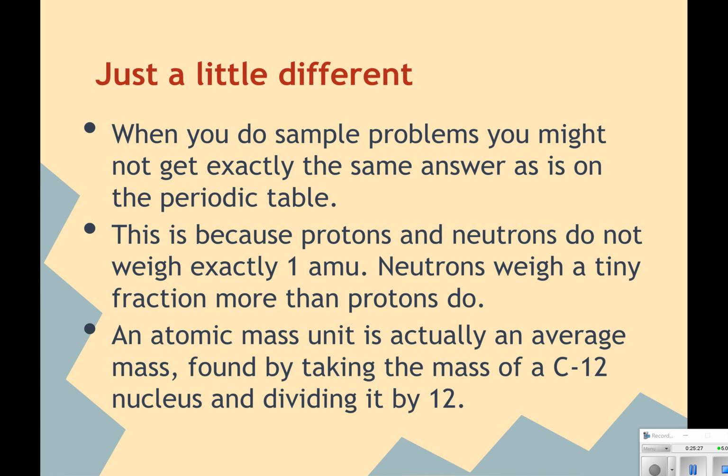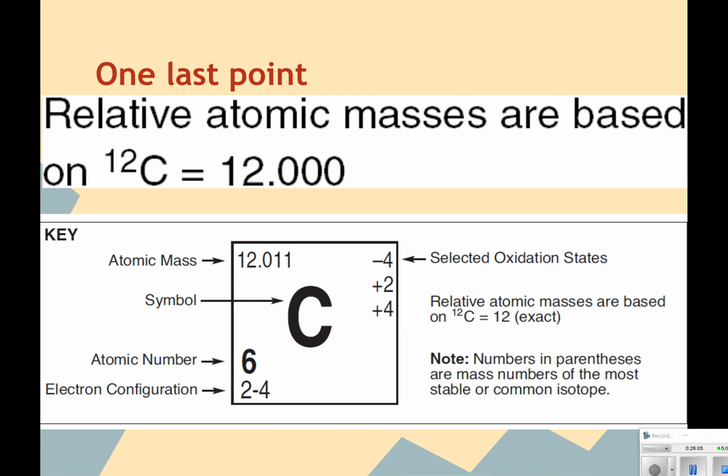Now, when you do some sample problems, you're going to notice that you might not get exactly the same answer that's on the periodic table, like an atomic mass of 12.011 AMU for carbon. And that's because protons and neutrons don't weigh exactly 1 AMU. Neutrons weigh a tiny fraction more than protons do. So they're going to have a different influence on the actual atomic mass. But the way that we come up with this number, this atomic mass unit, it's actually an average mass from a carbon-12 nucleus, which would have 6 protons and 6 neutrons.